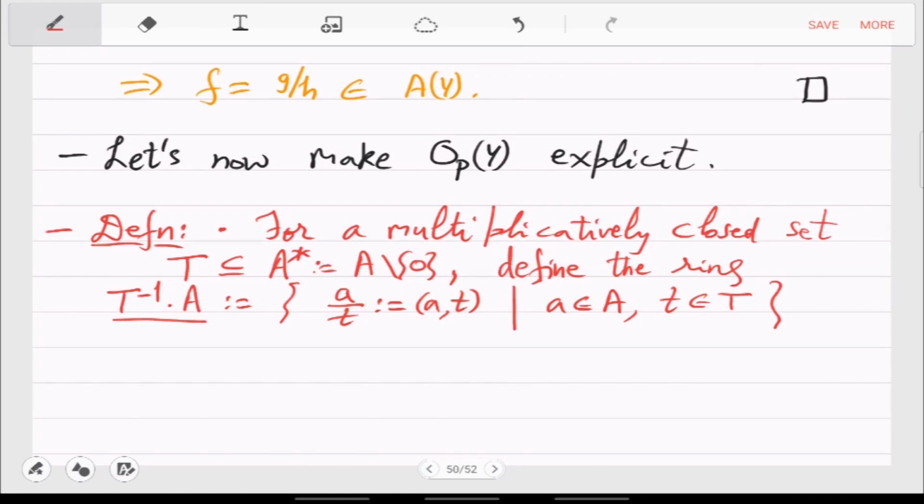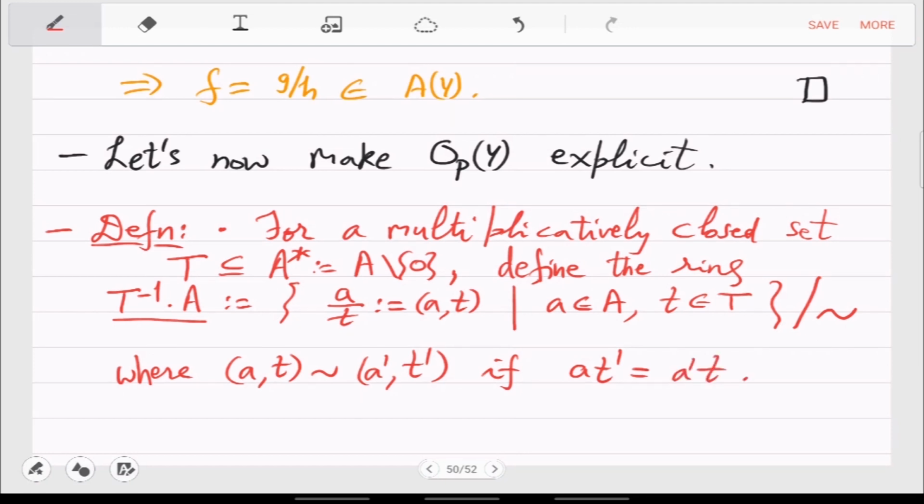Since I want to think of this (a, t) pair as the fraction a over t, I should have defined when two fractions are equal. So I go modulo a relation where (a, t) is the same as (a', t') if, what should happen? a t' should be equal to a' t. Okay, so this is the symbolism.